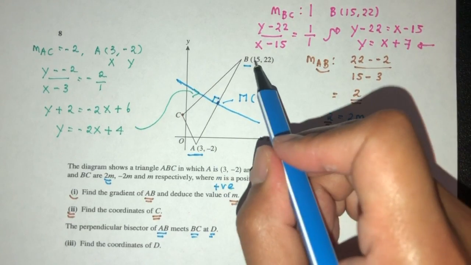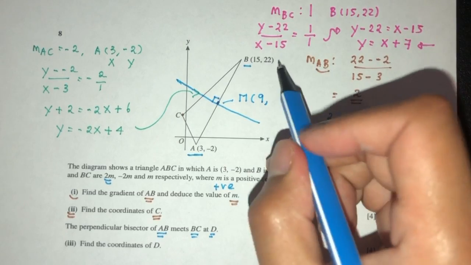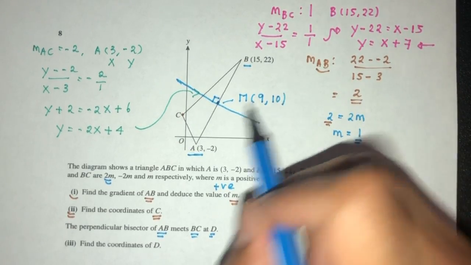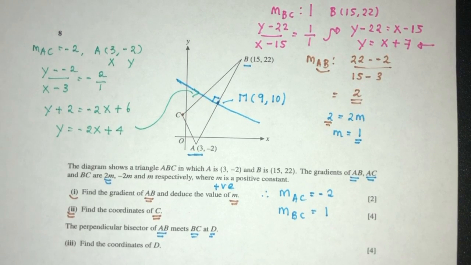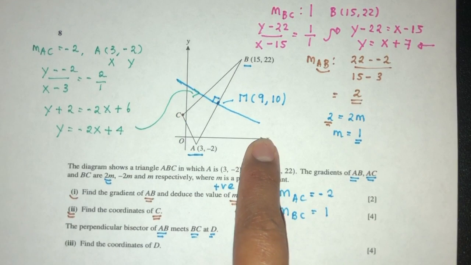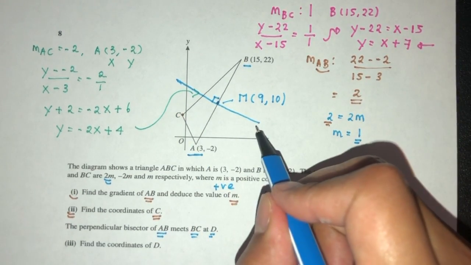X1 plus x2, so 15 plus 3 is 18, divided by 2, that should be 9. And y1 plus y2, that should be 20, divided by 2, that should be 10. This is the midpoint of the line AB. Now we understand that this line here passes through the midpoint at 90 degrees. But what is the gradient of this line?